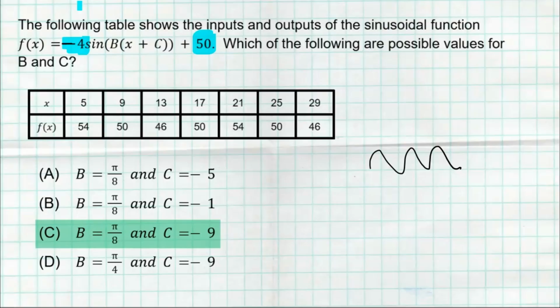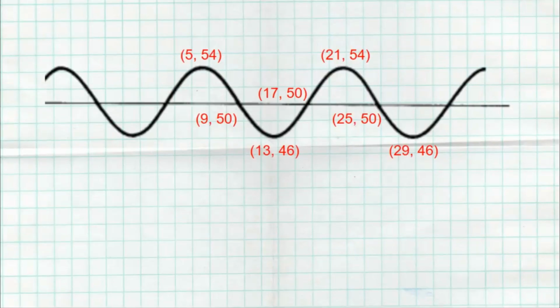Now, they want us to find the B and C value. Now, in my opinion, to make this problem as easy as possible, I think it's wise to actually draw a picture. This is just how I process it. So here's a sinusoidal function, and we can label the points that were given to us. So we know that the first max is at 5, 54, then to the midline at 9, 50, and then to the min at 13, 46, back to the midline, back to the max, back to the midline, back to the min.